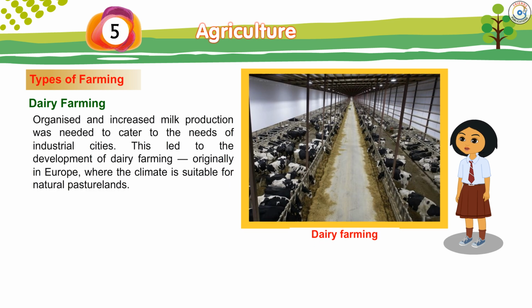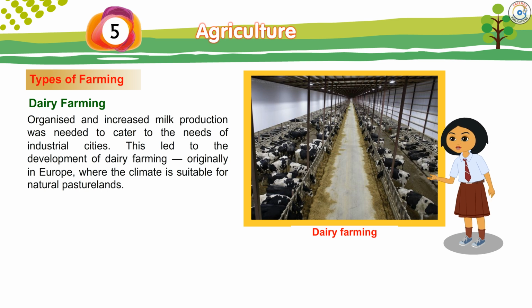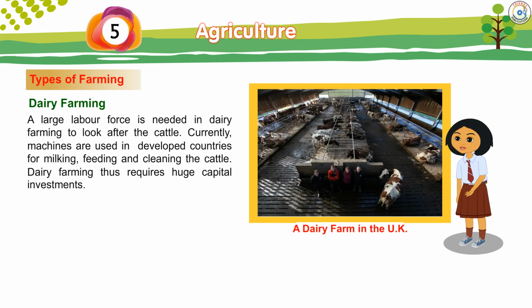Dairy farming. Organized and increased milk production was needed to cater to the needs of industrial cities. This led to the development of dairy farming originally in Europe, where the climate is suitable for natural pasture lands. A large labor force is needed in dairy farming to look after the cattle. Currently, machines are used in developed countries for milking, feeding, and cleaning the cattle. Dairy farming thus requires huge capital investments.